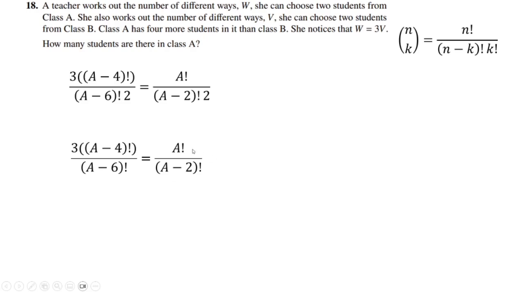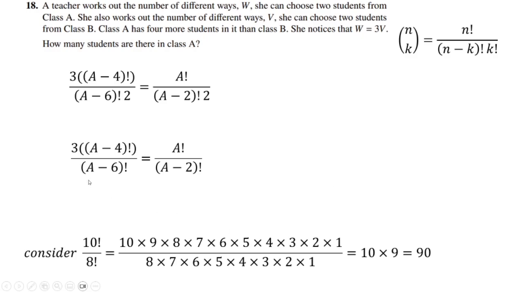Let's focus on the right side first. Instead of looking like a factorial, consider this. If we have 10 factorial over 8 factorial, then all the stuff just cancels out and you're left with 10 times 9, which is A times A minus 1. So I can replace this entire thing with A times A minus 1.